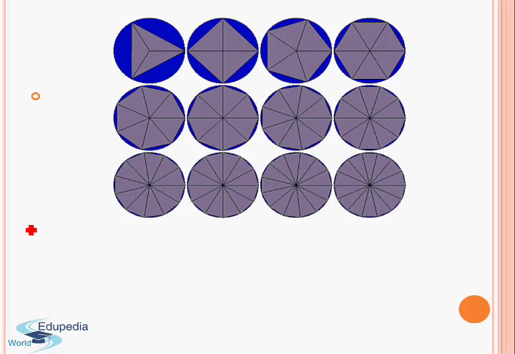Okay, let's consider a four-sided polygon. What if I increase the number of sides of the polygon further? As the number of sides becomes larger and larger, the polygon gets approximated to the circle. So I can justify the circumference of the circle to be the length of the sides of the polygon, provided the number of sides of the polygon is pretty large. Here comes the concept of limits.